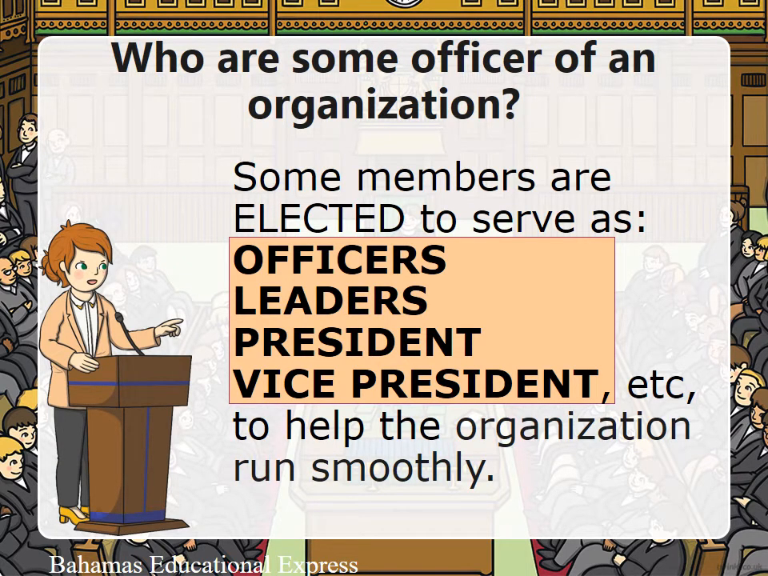Now, there are officers in an organization. Some members are elected to serve, and when members are elected to serve, they will be officers, leaders, presidents, vice presidents, and any other persons that you will need for an organization. For example, your Brownie Club or your Scout Club or your Pathfinder Club, those clubs will have leaders. They will have presidents and vice presidents. They will also have a treasurer if you have that position. So those are some of the officers in an organization.